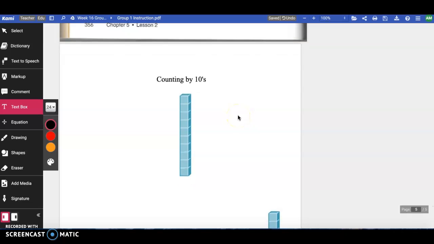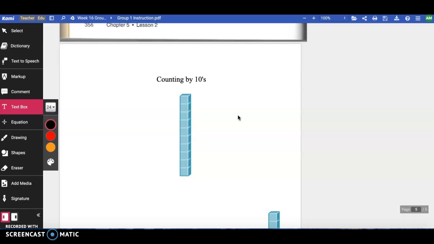Hello everybody. So today we are going to be working on counting by tens. Before you watch this video, make sure you watch your counting by tens song that is linked on Canvas. But after you do that, let's go ahead and get started here.